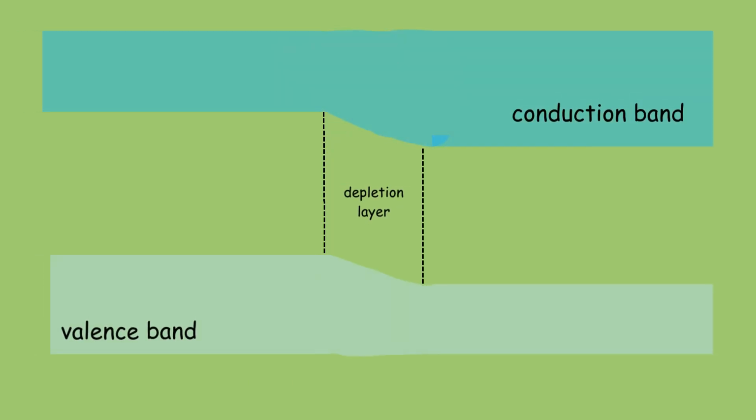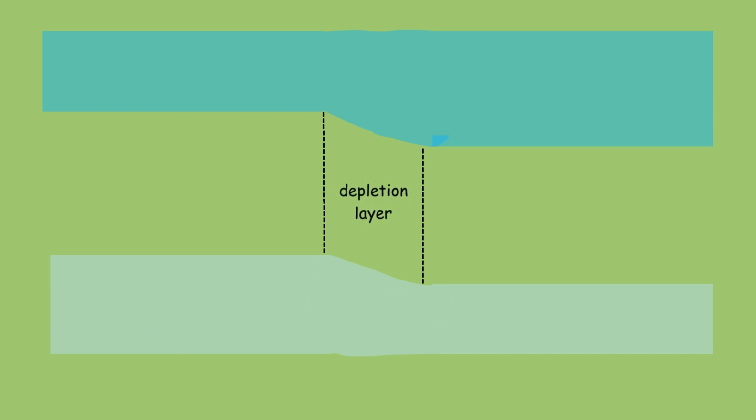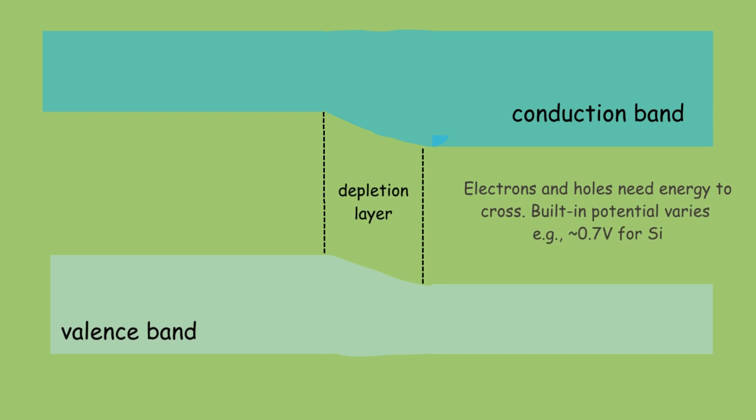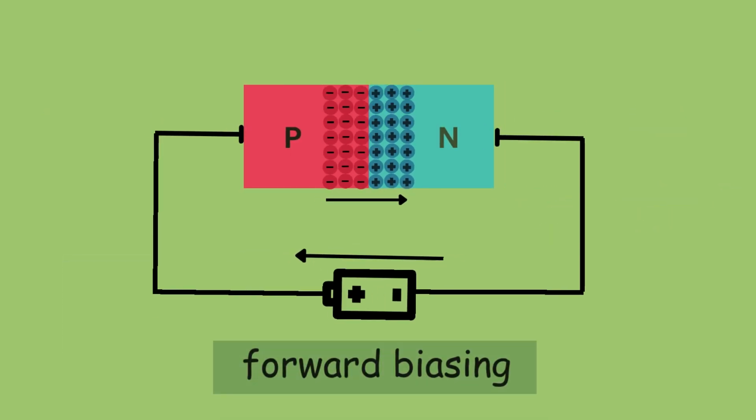Now, let's look at the energy band diagram of a p-n junction. The conduction band and valence band are no longer flat. They bend at the junction. And the barrier formed in the middle is a potential barrier. For a carrier to move across the junction, it has to overcome this barrier. And that's where biasing comes in.